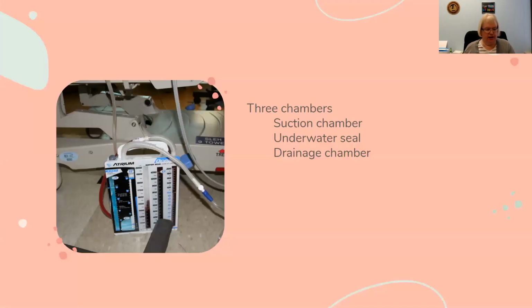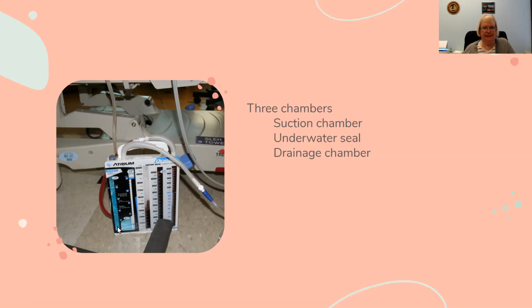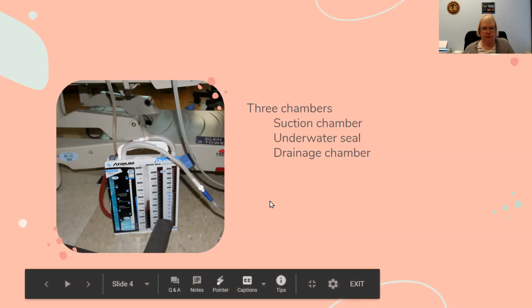So it removes the air and fluid from that space. Okay, there are three chambers to a chest tube. The first one is the suction chamber, and it's this far one over here. I hope you can see my cursor. It's over here on the side. It's the one that has suction going into it, and we're going to talk here in a minute about what we would expect in there. The next is the underwater seal, which is this chamber down here. And then lastly, we have the drainage chamber where all the drainage goes.